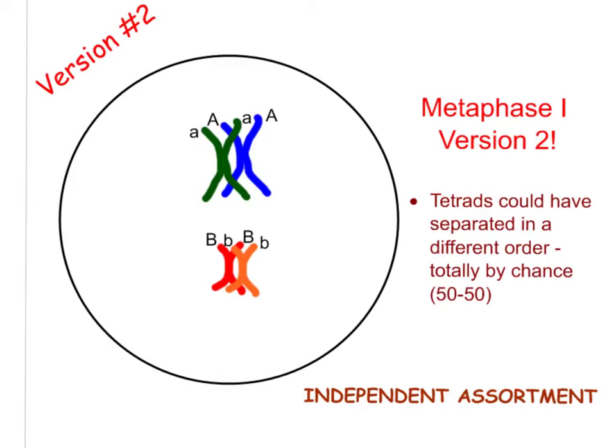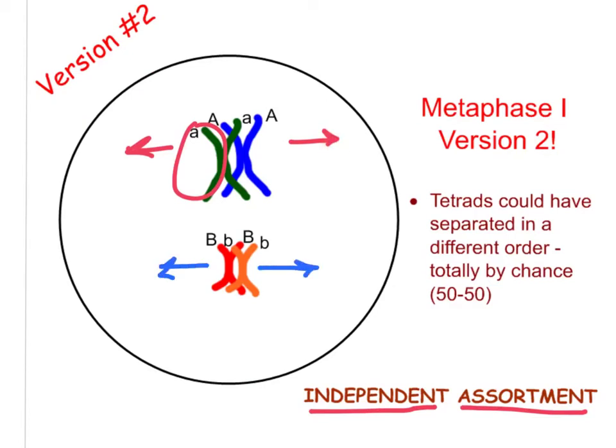So here we have version number 2. What if we had these chromosomes lining up so that the little a went this way and the big A went this way? One thing important to remember, this is independent assortment. We could have the little a going this direction and the big A going this direction, independent of what the B's do. We could have big B going this direction and little b this direction. They are assorting independently of each other, but it is pure chance whether little a will go this way or that way, or big A this way or that way.